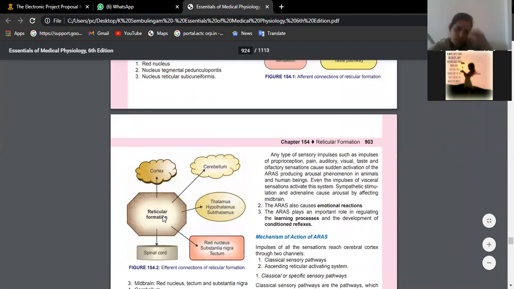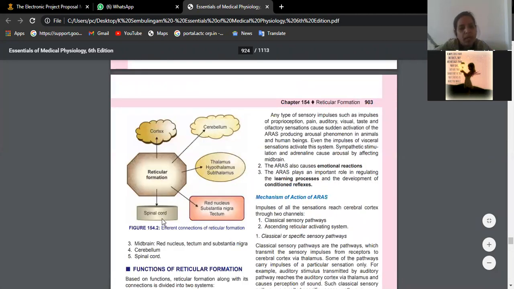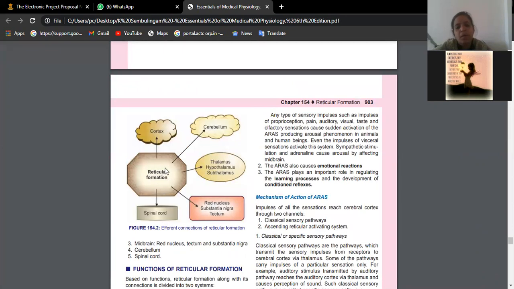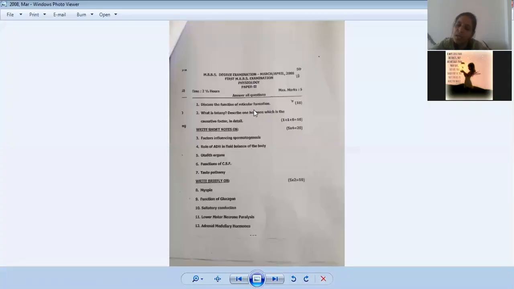Similarly, we should also know almost the same, only you will have efferent. That means from the reticular formation, the fibers are going to the spinal cord, cerebral cortex, cerebellum, thalamus, hypothalamus, subthalamus, red nucleus, substantia nigra, and tectum. Once you know what exactly reticular formation is, then we should know the functions. You need not elaborate much on the nuclei, just give an overall view, then give the connections and then start giving the functions. Functions have been emphasized more in this answer.